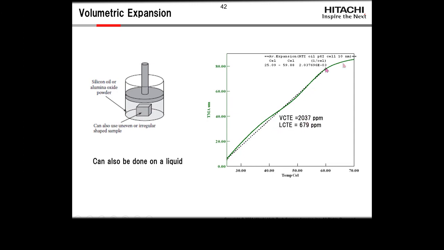So here we are measuring the volumetric expansion of a piece of material buried in aluminum oxide. And in that case, I would measure my aluminum oxide expansion first and subtract it.